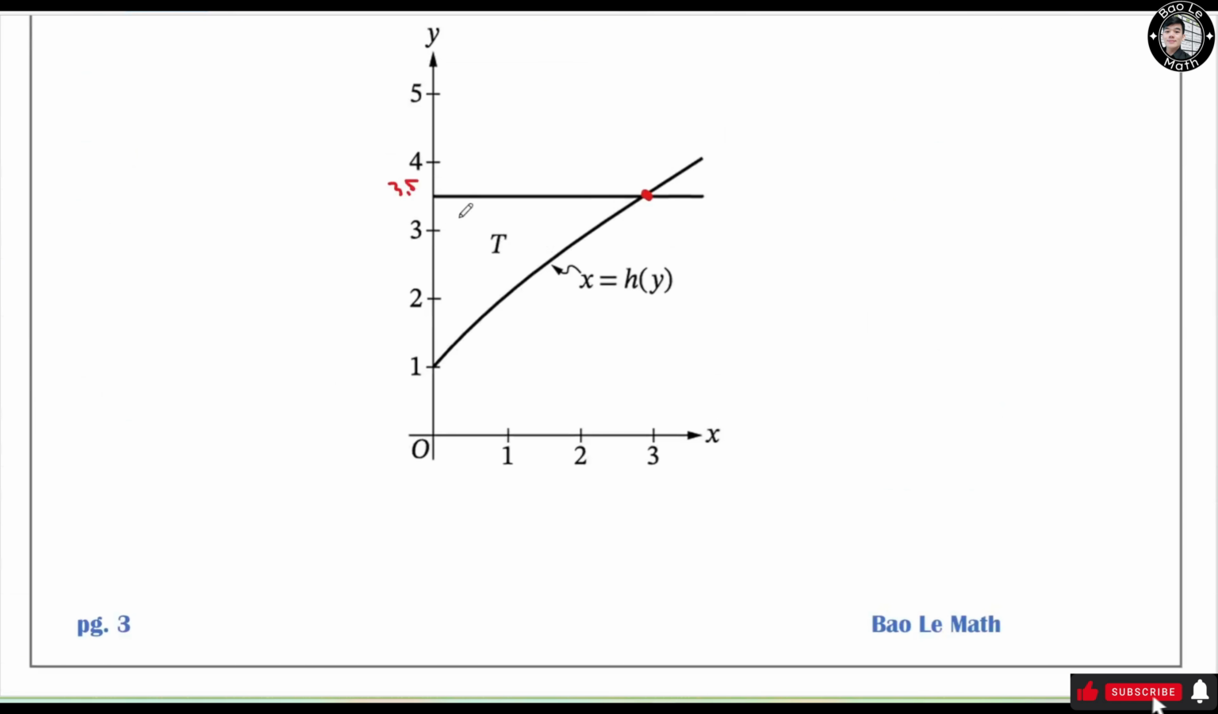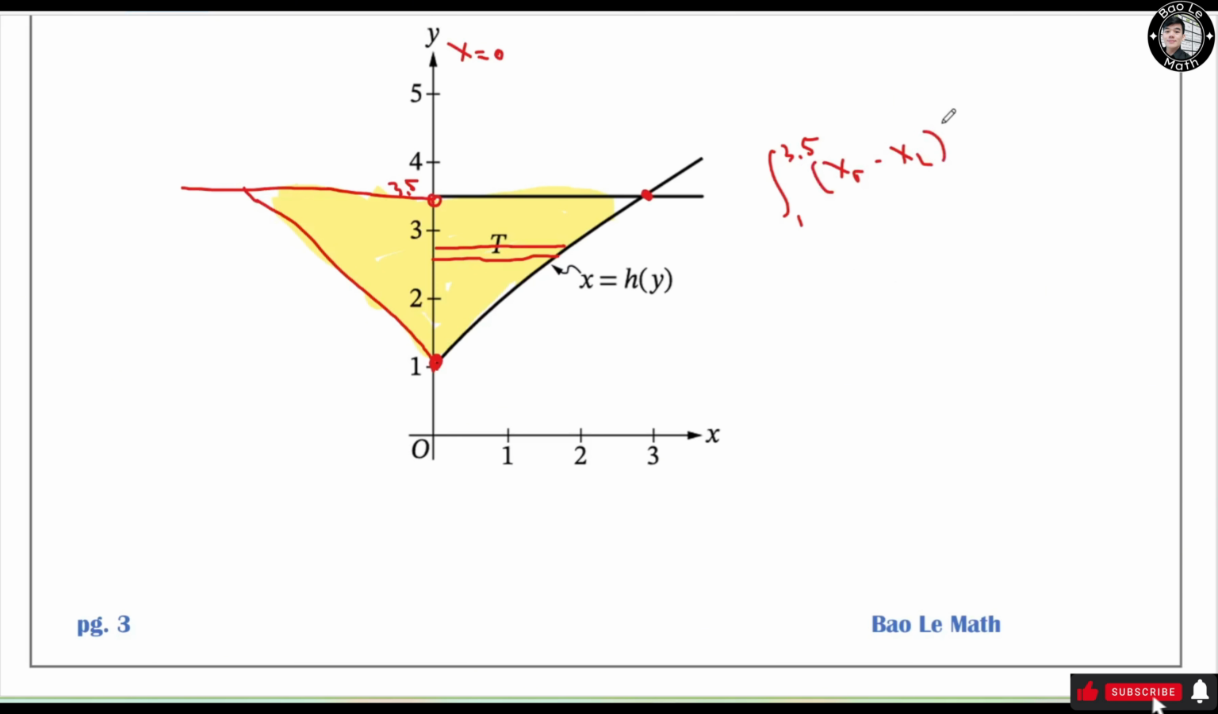So region T is right here. If this guy revolves about the y-axis, it could be something like this. Alright, now we're going to use the disk method, right? And the radius is right here, 1, 2, 3.5, x right subtract x left, right? All together square dy, right?